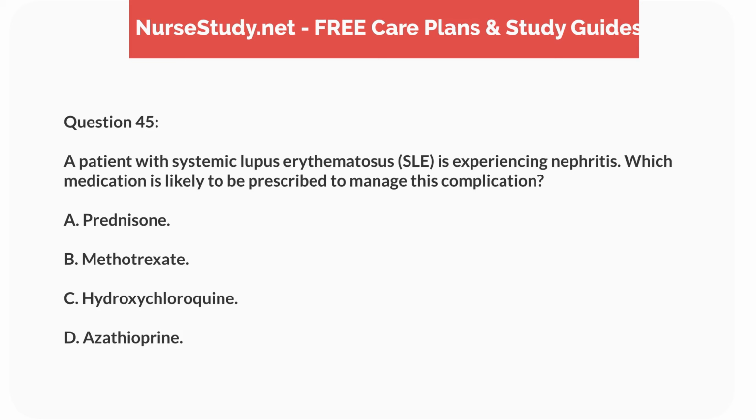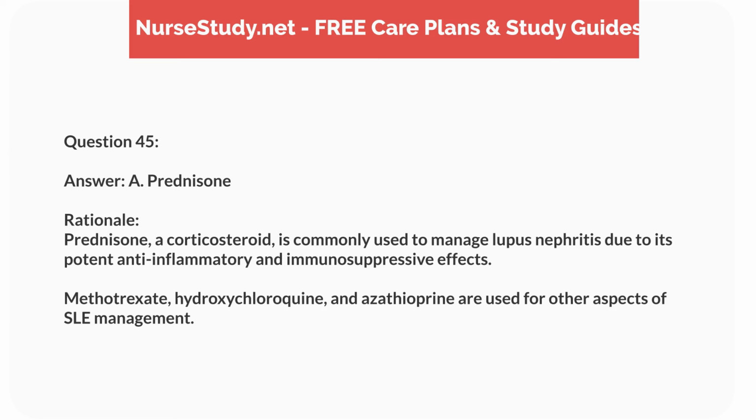A. Prednisone. B. Methotrexate. C. Hydroxychloroquine. D. Azathioprine. Answer: A. Prednisone. Rationale: prednisone, a corticosteroid, is commonly used to manage lupus nephritis due to its potent anti-inflammatory and immunosuppressive effects. Methotrexate, hydroxychloroquine, and azathioprine are used for other aspects of SLE management.